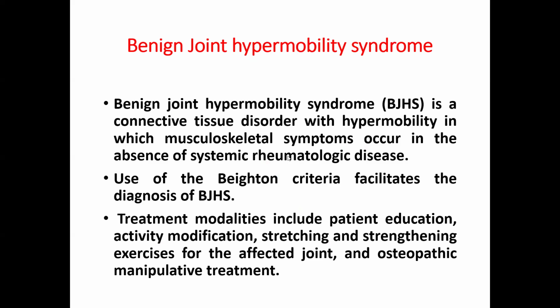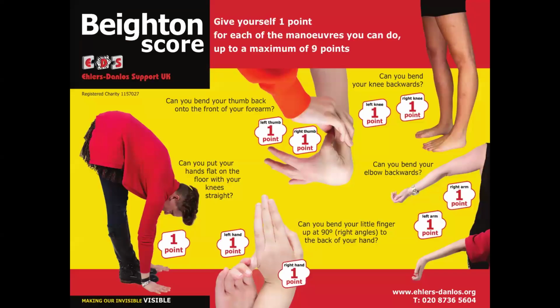just joint issues here. How do you detect it? You do something called Beighton score. If you score more than 5 out of 9, you have hypermobility syndrome. Now, the problem is once you diagnose hypermobility, you have to do your differential, okay?